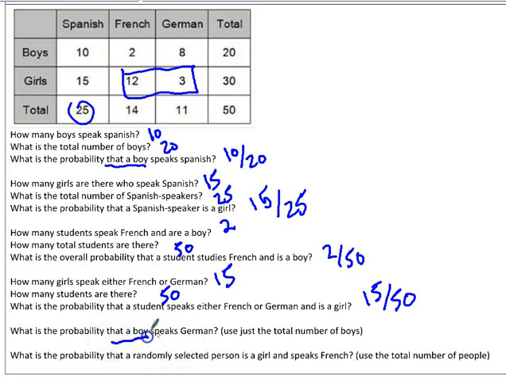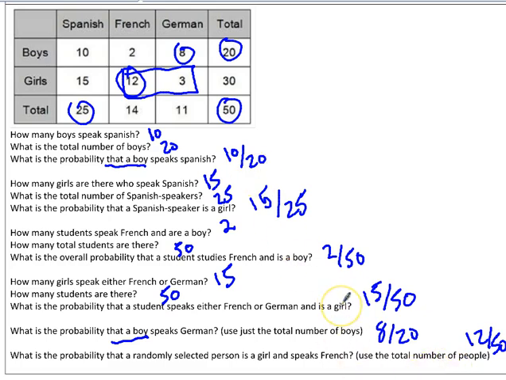What's the probability that a boy speaks German? So it's phrased interestingly. It's phrased correctly. It's difficult to figure out what it's asking. You're just looking at the total number of boys. So you look, a boy that speaks German would be 8 out of the 20. 8 out of 20 boys speak German. What's the probability that any person, so now I'm using the grand total, any either boy or a girl speaks any language, is a girl and speaks French? So the girls that speak French is 12, and the grand total is 50. So this is 12 out of 50.